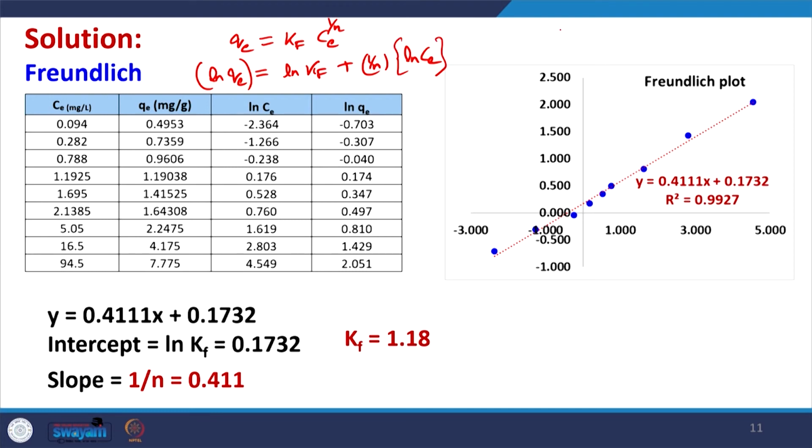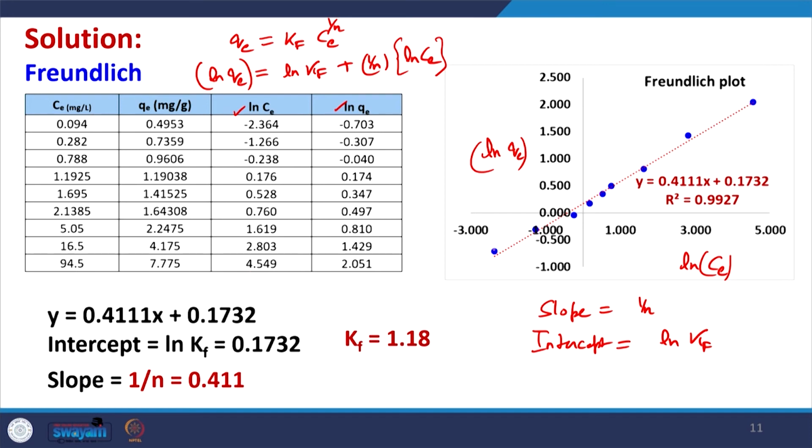So, we have to determine ln Ce and ln Qe. ln Qe will be on the y axis, and ln Ce will be on the x axis, and we can plot this, and from the equation the slope will be equal to 1 by n, and the intercept will be equal to ln Kf. So, both we can determine. So, this is what is done. Ce and Qe are known, so we determine ln Ce, ln Qe, and all the parameters are determined here.